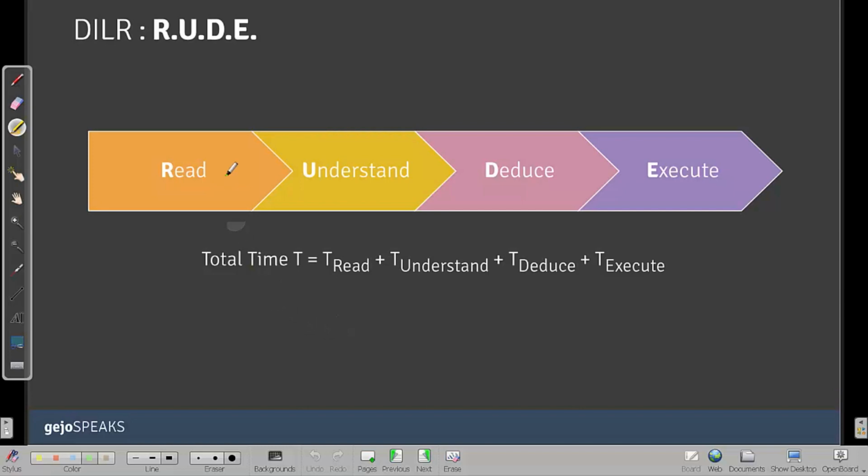If you look at the process of reading, understanding, deducing, and executing, in this particular set, reading is not going to take much time because the information given is not very difficult to understand. The step of understanding, where we eventually try and figure out which diagram to go with, is a very crucial step, because if you have the right kind of diagram, the second step of deduction becomes pretty easy.